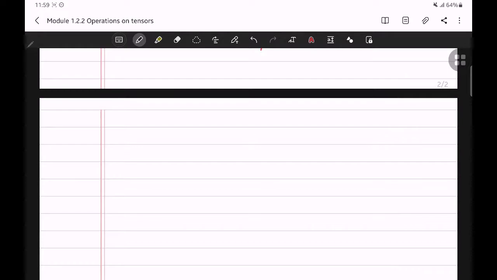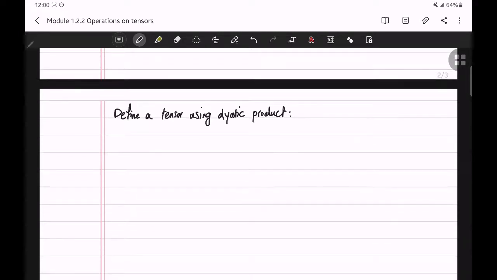All right, we can also define the components of a tensor based on the dyadic product. Define a tensor using the dyadic product. And it is as simple as that.